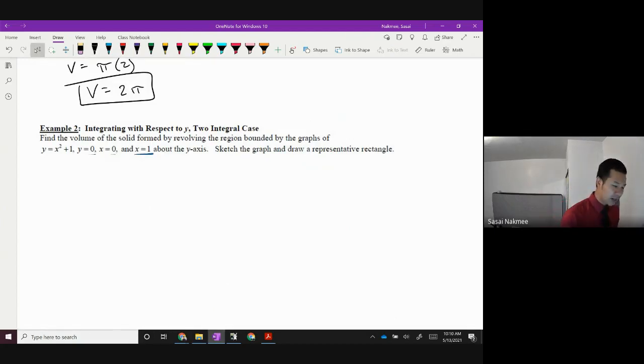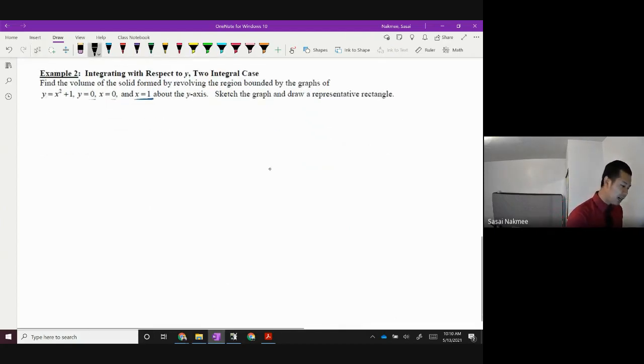So let's take a look at these graphs right here. We have y is equal to x squared plus 1, y is equal to 0, x is equal to 0, and x is equal to 1. So let's graph this real quick. Okay, let's graph this right here. So I'm going to go ahead over here and sketch a graph of this. So the real easy ones right here, like y is equal to 0.